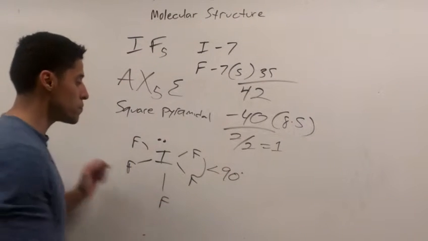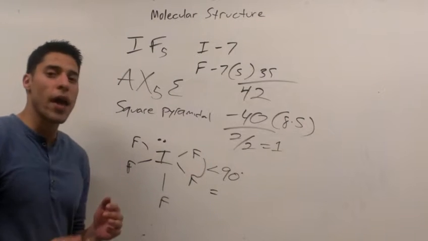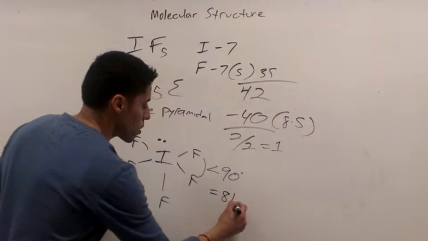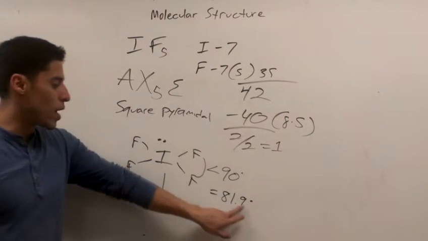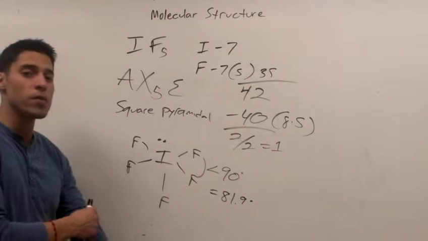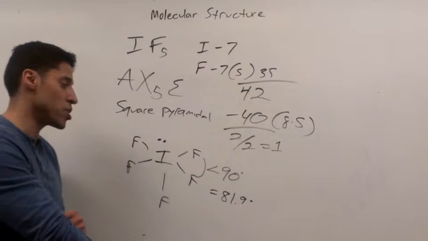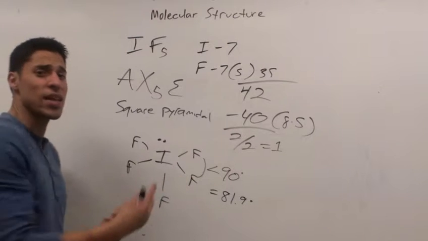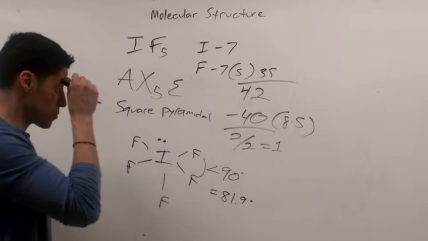For this molecule, the actual bond angle is 81.9 degrees. Depending on what you have bonded, it's going to change. So, again, just less than 90 degrees is what you need to know.